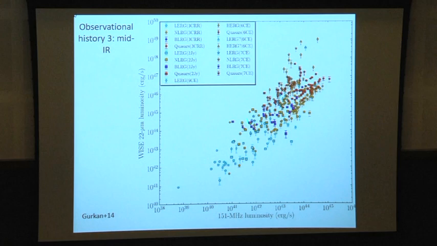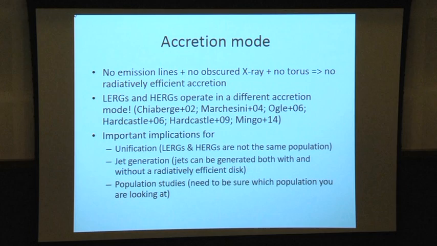So these objects basically appear to have the conventional apparatus of a torus and an accretion disk, and the low excitation objects, basically, it doesn't seem to work. It must either be very much less luminous for a given radio power or absent altogether. The way we choose to interpret this is, as Robert said, as a different accretion mode. So we say there is no radiatively efficient accretion in the low excitation objects, and lots of people have been saying this over the years.